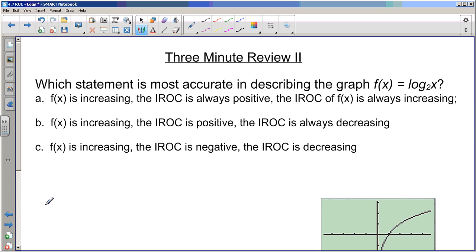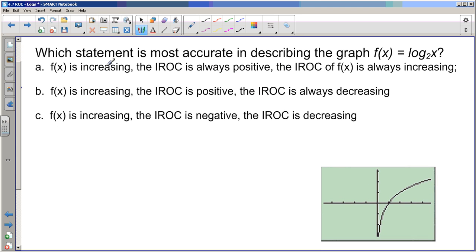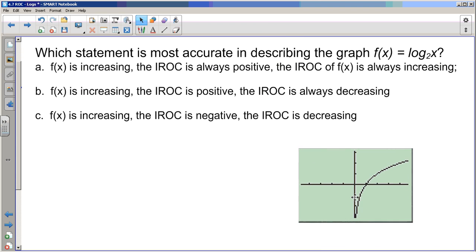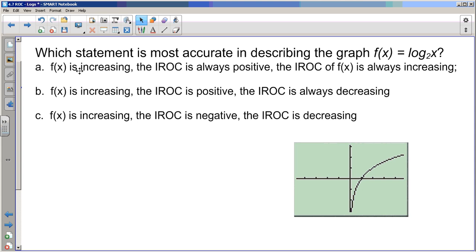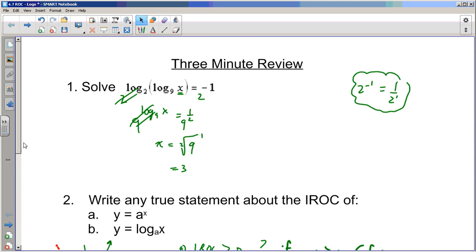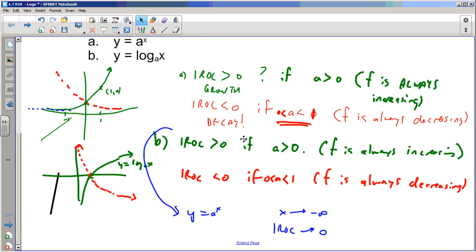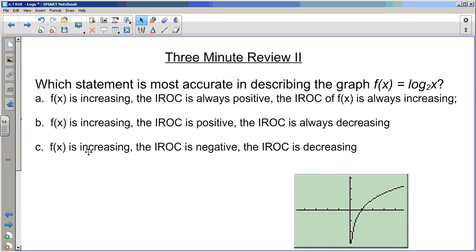3-minute review 2. Which statement is most accurate in describing the graph of f of x equals log base 2 of x? And that's it right there. So let's see. F is increasing. We already mentioned that, right? We already sort of decided that for a base that's positive, both the exponential function and the log function are always increasing. So the function itself is always increasing.